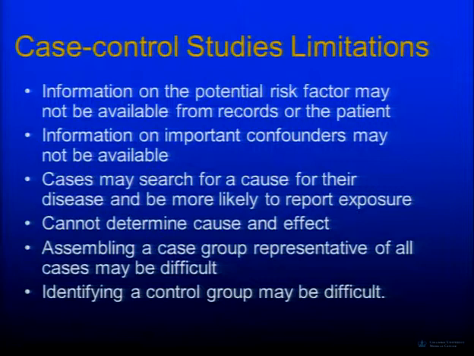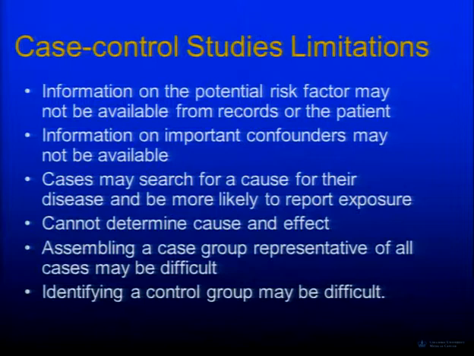Also, information on important confounders may not be available. This is up to the person planning the study to make sure that they look at potential risk factors. But when we talk about confounders in a little while, I believe it's vitamin E. If you're doing a study of vitamin E, it turns out it might be important to know whether or not people are on statins. Well, if you were doing a study of vitamin E that started 10 years ago, you might not have asked about statins. So how are you then going to control for it? If you don't have the data, you can't control for it.